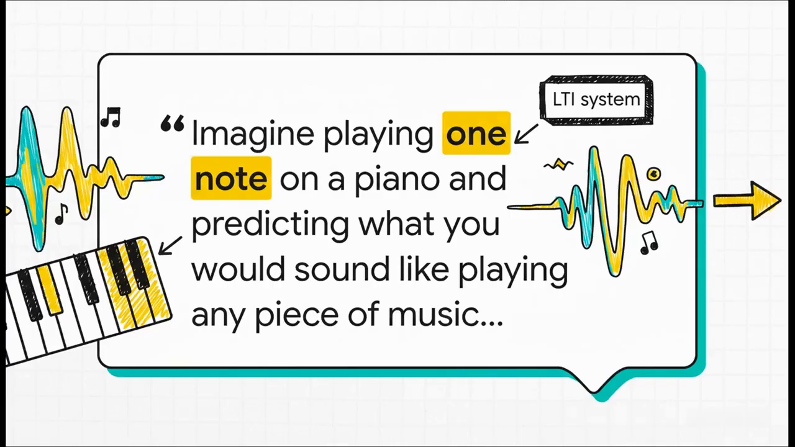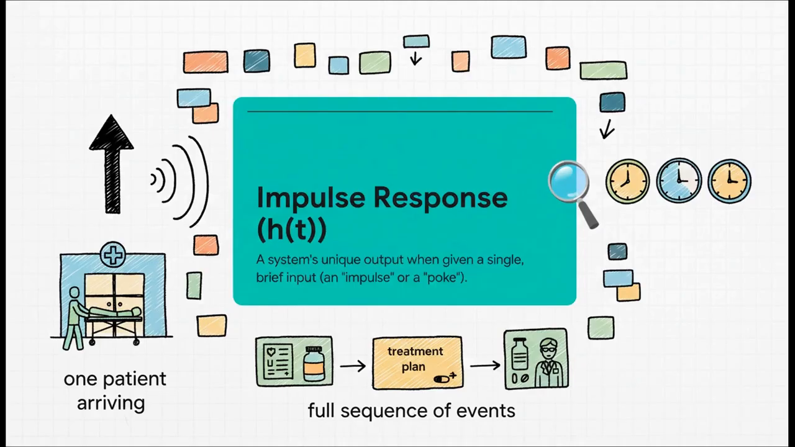There's this fantastic quote that just nails the power of this idea. It perfectly explains why these systems are so special. The idea is that you don't have to test everything. You just need to find out how the system reacts to one tiny little thing. And that one tiny thing is called an impulse. It's like a single, short poke to the system. The way the system reacts, its unique signature response to that poke, is called its impulse response.